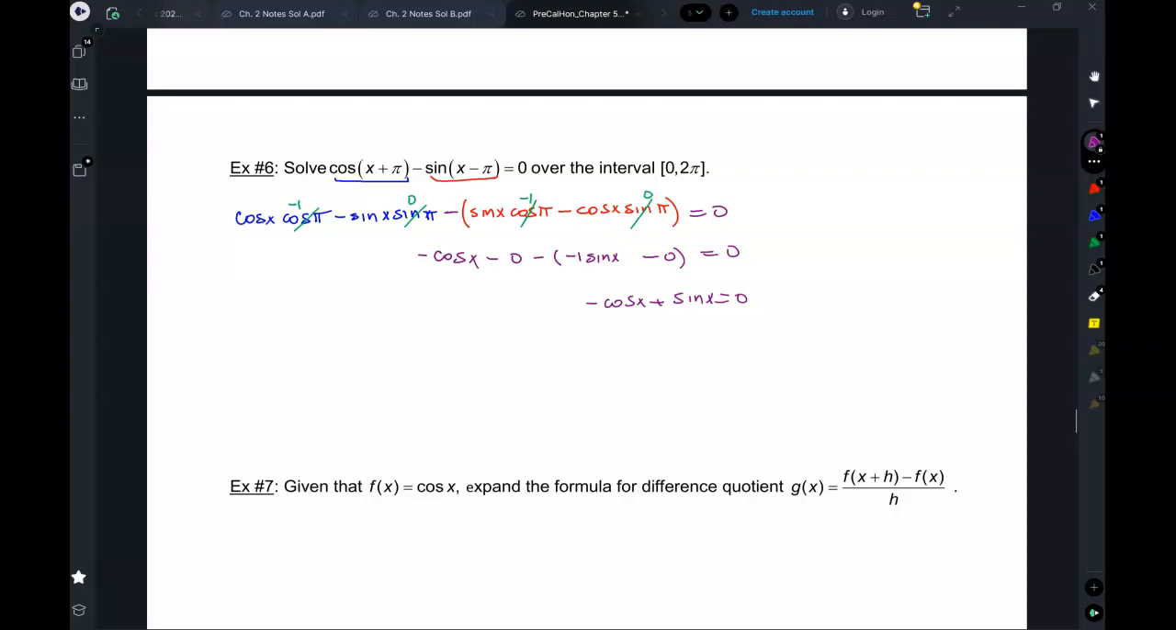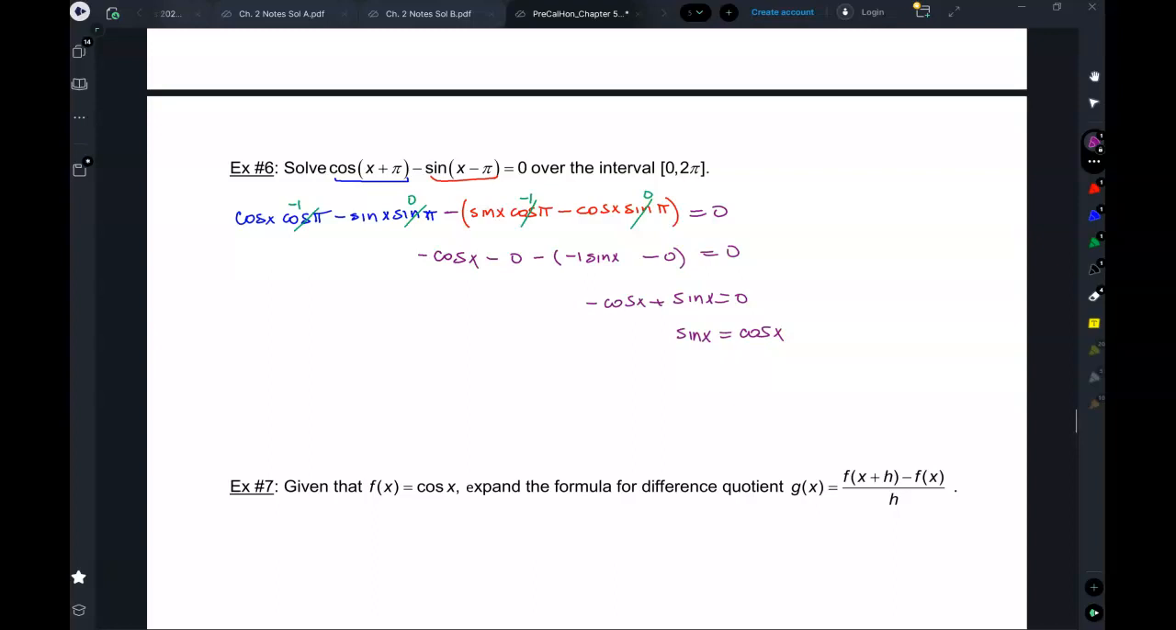What if, for fun, we added cosine to both sides? Then it would be sine of x equal to cosine of x. Is that right? Now, hang on. Let's think. For what values is sine and cosine the same? For pi over 4, because the sine is 1 over root 2 and the cosine is 1 over root 2.